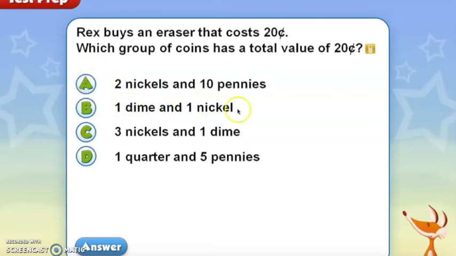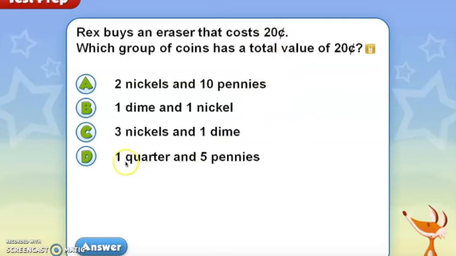So if we have a dime and a nickel, 1 dime would be 10 cents, and then a nickel would add 5 to that, so that would be 15 cents. So that one doesn't work. And then we have 3 nickels and a dime. So 3 nickels, right? 5, 10, 15 cents. Add a dime, which would be 10 more, so that would be 25 cents. That does not work either.